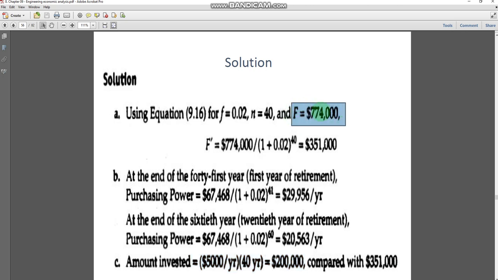$774,000. Okay, but when we include the inflation, the buying power of this $774,000 would be equivalent to only $351,000 respectively. Okay, so here you can see a very good example that the money you have today will be worth less in the future. So it is better that you make the investment to keep increasing the future value of the money.